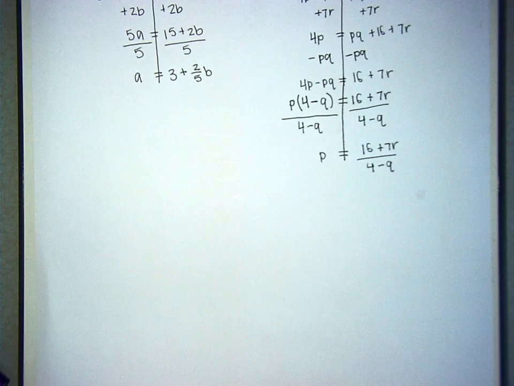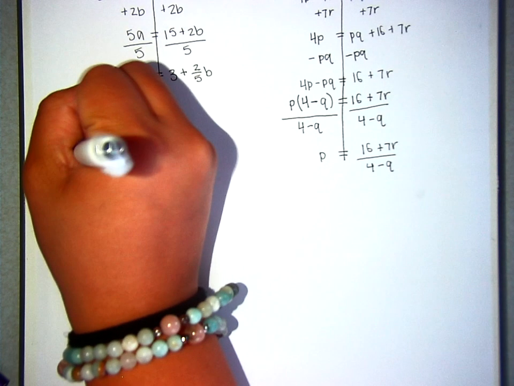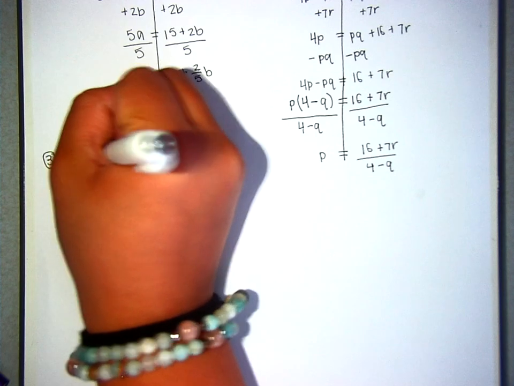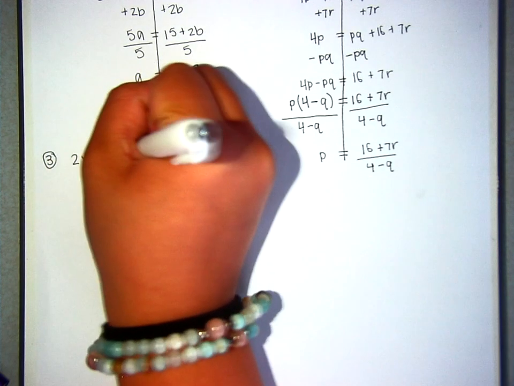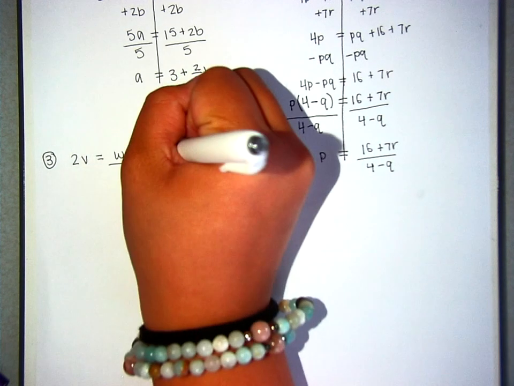Okay. Our last example is number 3. 2V equals W plus V divided by T. Solve for V.